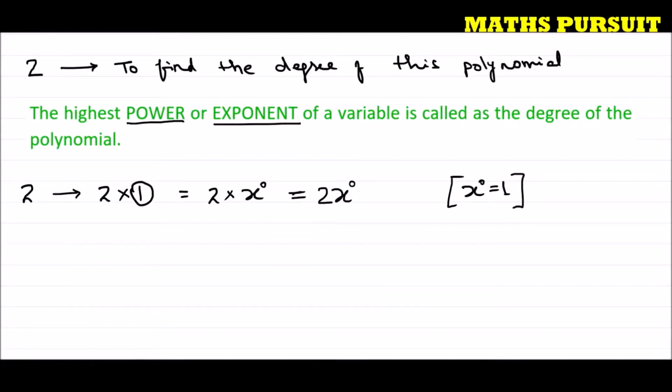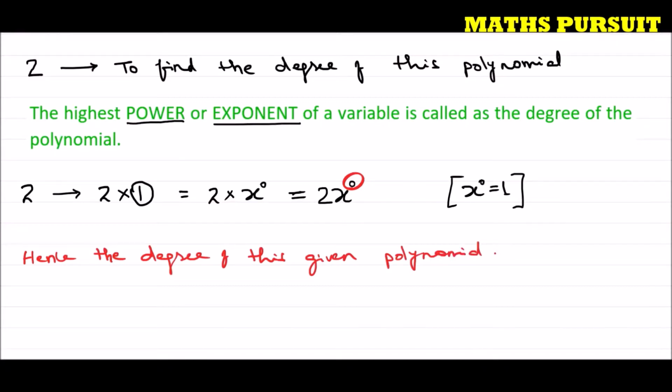So guys, from this we can easily understand what the degree of this polynomial is going to be. Here there is only one exponent, that is 0. So the degree of this polynomial is 0. So we can write, hence the degree of this given polynomial is 0. Hope guys you understood this.